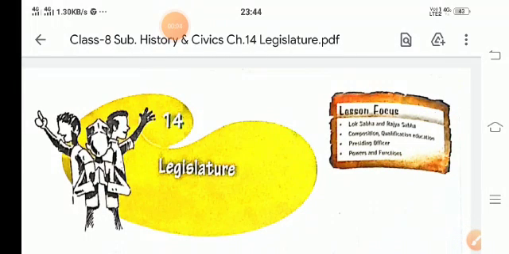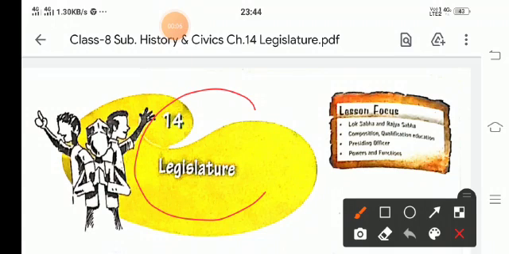And today's topic is Legislature. Now, what is Legislature? Legislature means a group of elected people who have a right to change the law or to make a new law in a parliament.